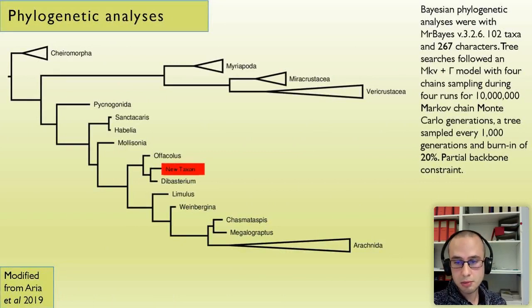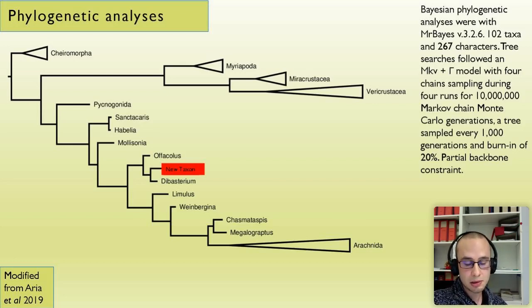So to test if there was some affinity with Abelia, as well as with Offacolus and Dibasterium, we at first decided to run an analysis using the matrix from Parry et al. 2019, which is a broad matrix. So we were searching for a broad confirmation of this new taxon belonging to the Euchelicerata. As you can see here, we get this monophyletic group with Offacolus and Dibasterium, and that's what we were pretty much expecting.